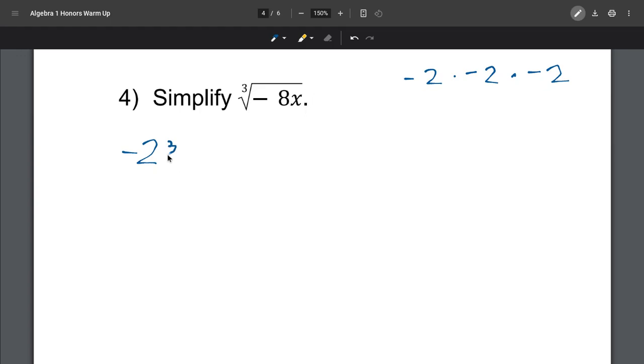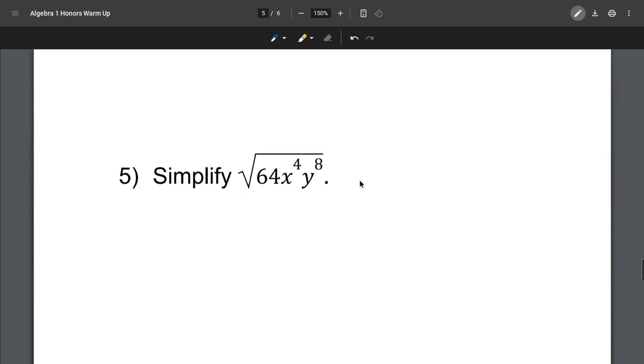So we're going to keep the x under the cube root here. So it's going to be negative 2 times the cube root of x. All right, let's try the next one.